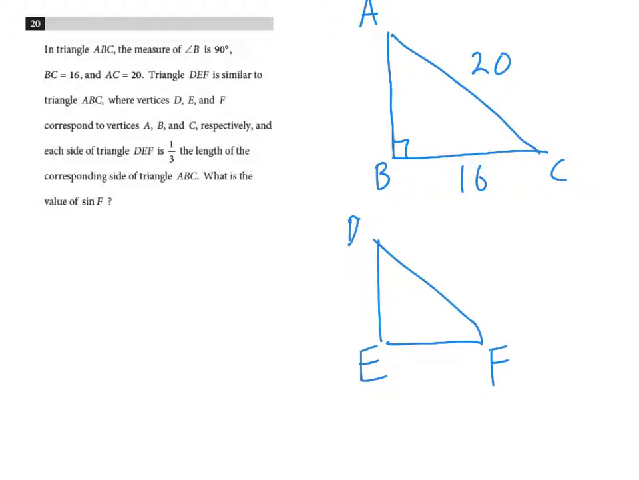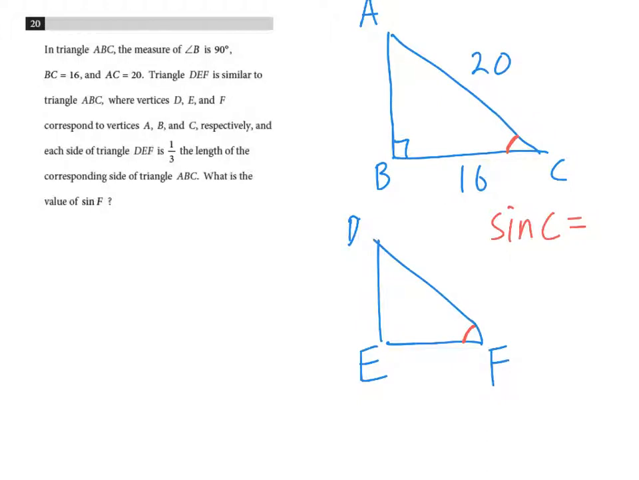Vertices D, E, and F correspond to A, B, and C, respectively. And each side of triangle DEF is a third of the length of the corresponding side in triangle ABC. What is the value of sine of F? Well, if we know these are similar, then we know that this angle F is equal to this angle C. So really all we need to do is find sine of C.